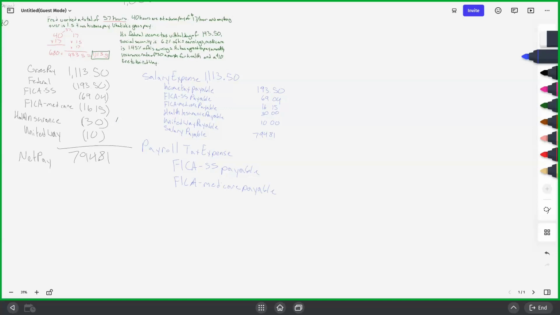FICA is the Federal Insurance Contributions Act. And FUTA and SUTA are federal unemployment tax and state unemployment tax. So these two are shared for a big reason.